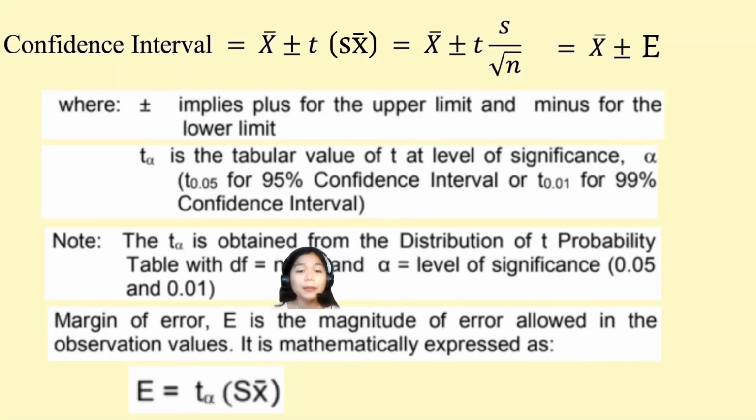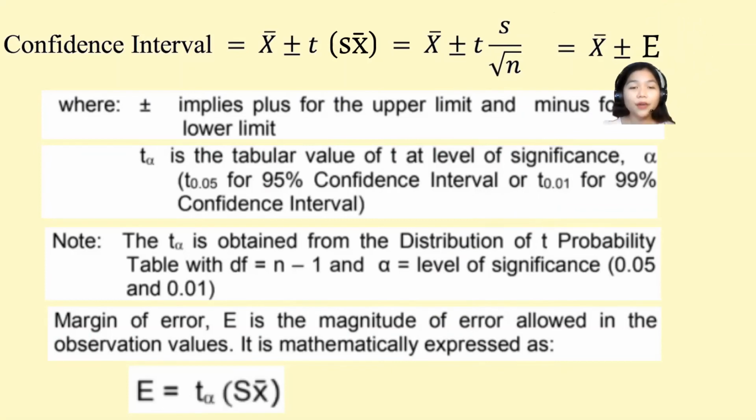Yung margin of error naman po ay E. Ito po. To compute for the margin of error, it's T alpha times standard error. Ito po yung formula na ito. Kaya po, X plus minus E. To compute for the standard error, it's S over square root of N. Kaya po, meron po tayo ditong standard error. Bali, expanded form lang po ito.